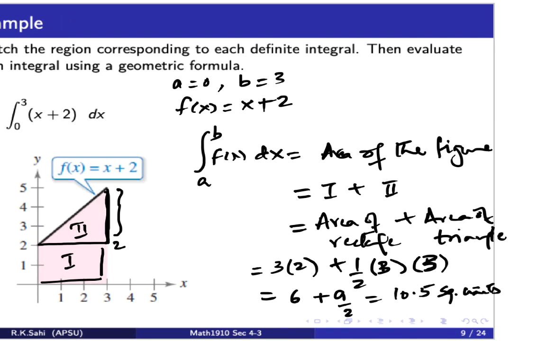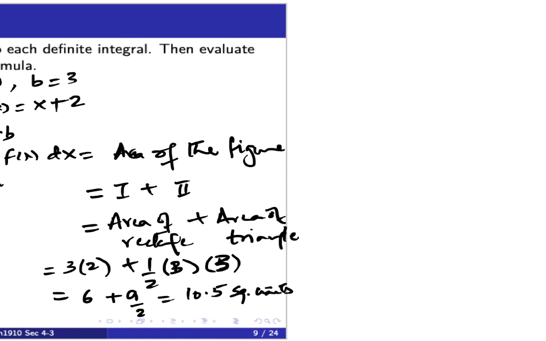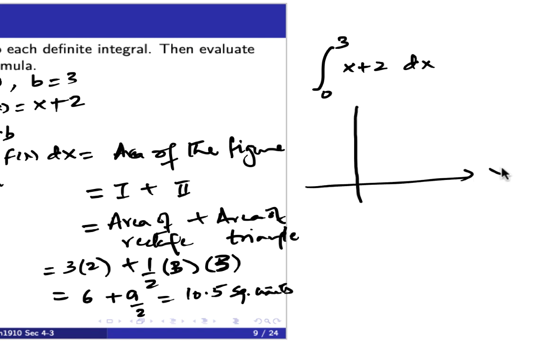So let's come here. I'm going to show it to you here, guys. We're given the integral from 0 to 3 of x plus 2 dx. When you want to draw the picture of this one, the first thing you're going to do is draw your x and y axes. The next step is to look at the lower and the upper limits. Mark those points, 0 to 3, and eyeball them.